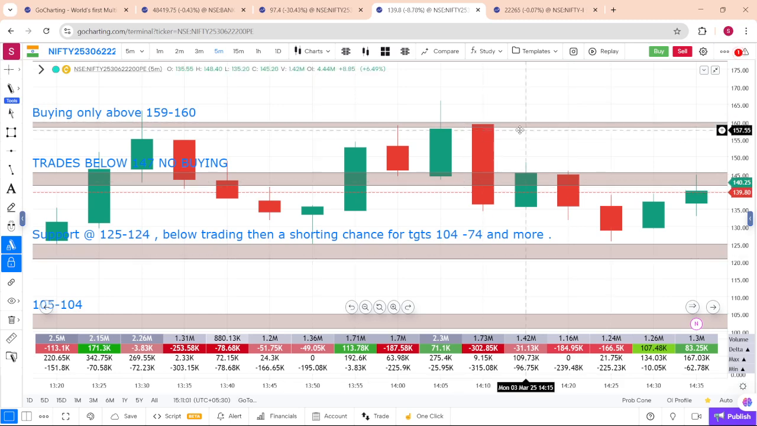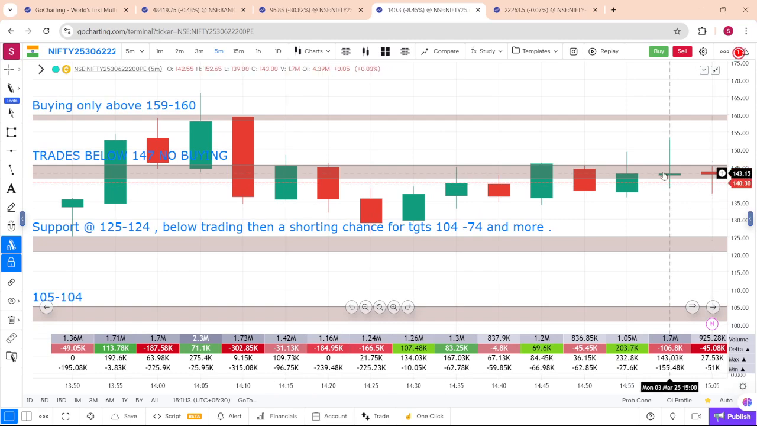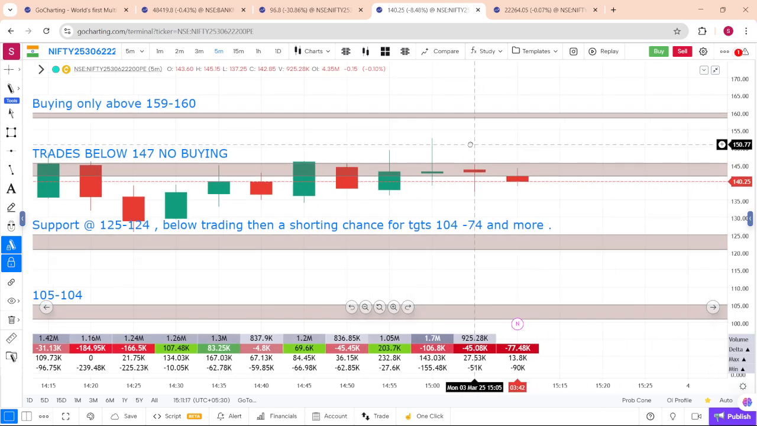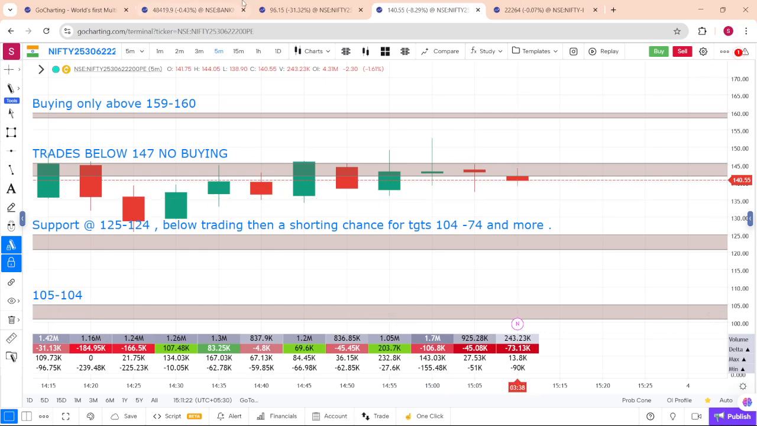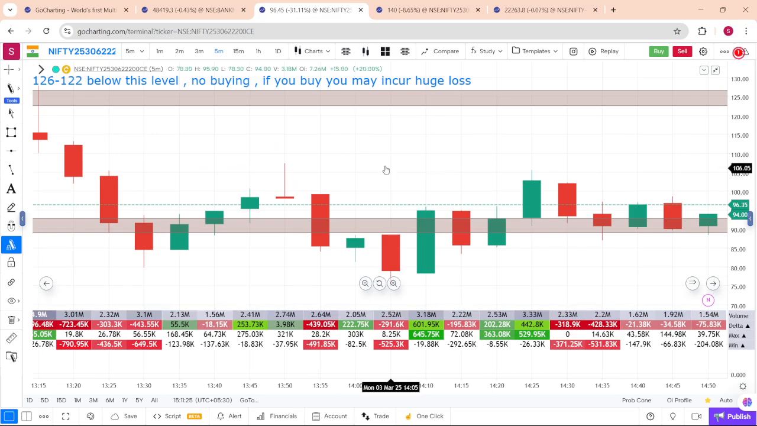It has come down. No candle has closed above this buying zone. The real buy starts here, at 160. A candle has to close above this level. And see, after breaking this candle, no candle has closed above this resistance zone. And it is still trading here. Then we will see what happened to the call option.